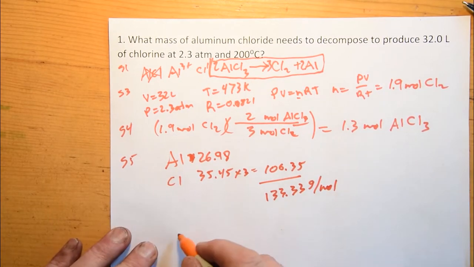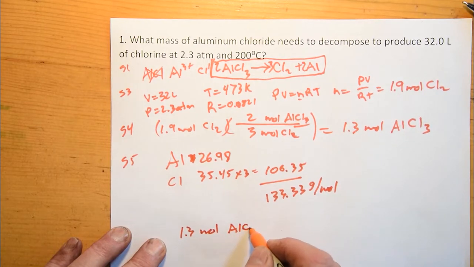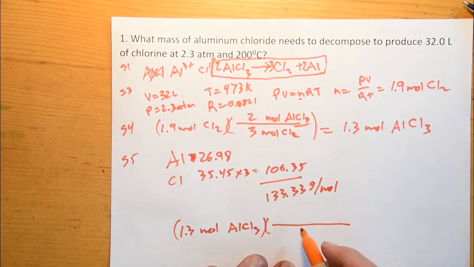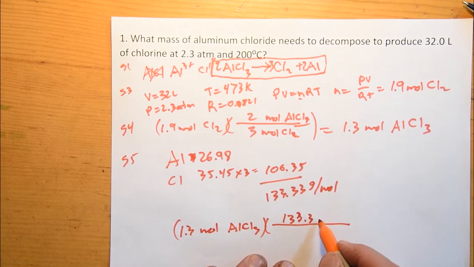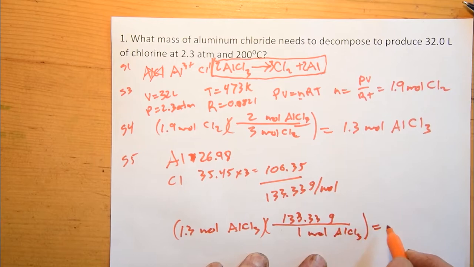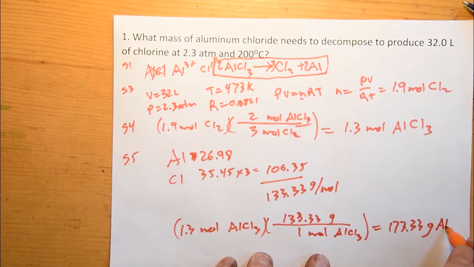So we have our 1.3 moles of aluminum chloride, and it's 133.33 grams per 1 mole of aluminum chloride, and you get 173.33 grams of aluminum chloride.